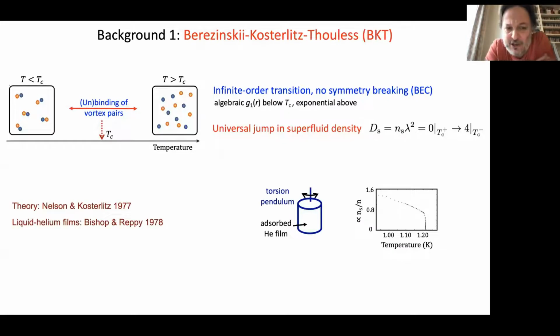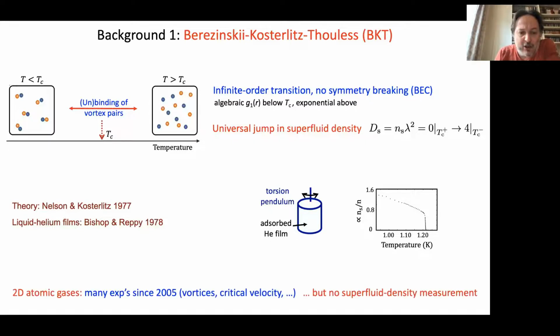This was predicted by Nelson and Kosterlitz back in 1977, and it was observed almost immediately by Bishop and Reppy in 1978 in this torsional pendulum experiment, where they look at the drop in the moment of inertia below the classical value.